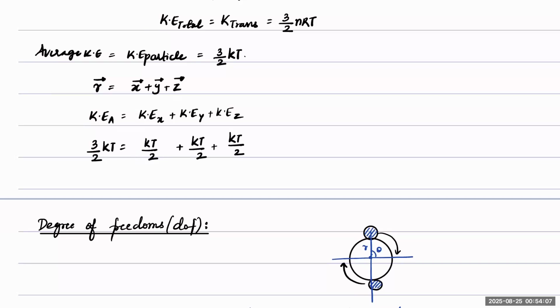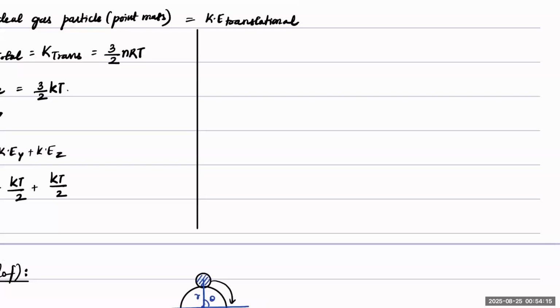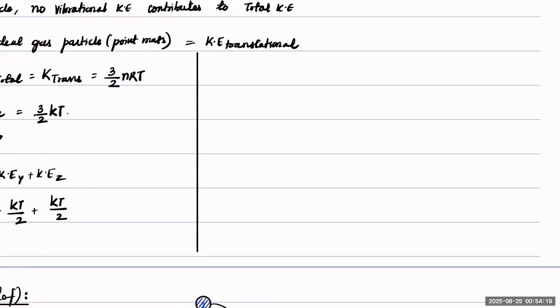So, kT by 2. Now remember, I'll just recall this here because we have discussed it again. At constant volume, heat capacity is defined as QV by n into delta T, or QV is equal to nCV delta T.